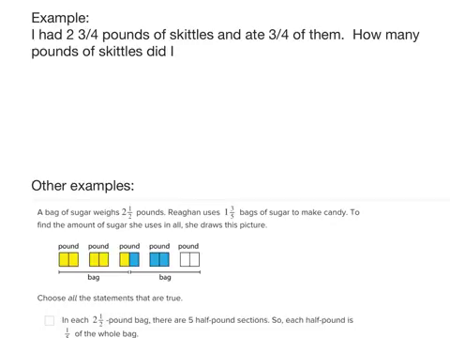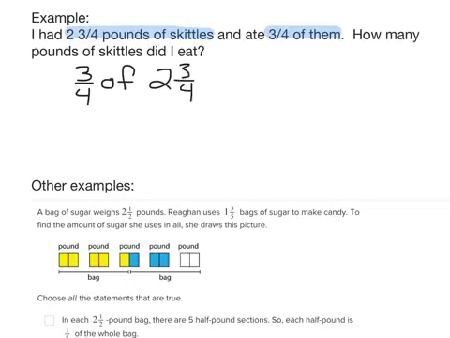I had 2 3/4 pounds of Skittles. I ate 3/4 of them. How many pounds of Skittles did I eat? Okay, so what I want to do is turn this into an of statement if I can, and if I can, that means multiply. So I had 2 3/4 pounds of Skittles, and I ate 3/4 of them. How many pounds did I eat? I ate 3/4 of 2 3/4 pounds of Skittles. Okay, that's what I ate.